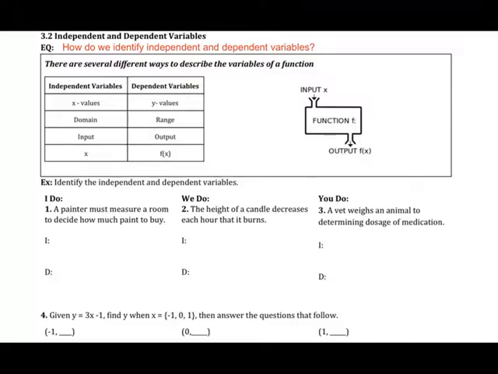We're going to talk about them specifically in terms of functions later on in this unit, but we're still going to be able to identify what is an independent variable and what is a dependent variable. And today our goal is that you can read through a problem or look at an equation and identify what variable is independent and what variable is dependent.